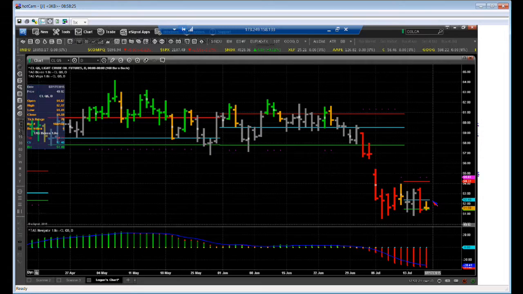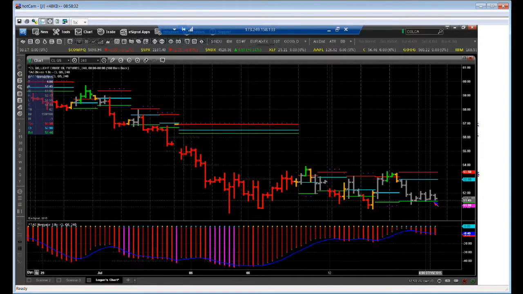And look at this. Here's the situation with 240. Does this look like it's getting ready to do a massive throw up or what?